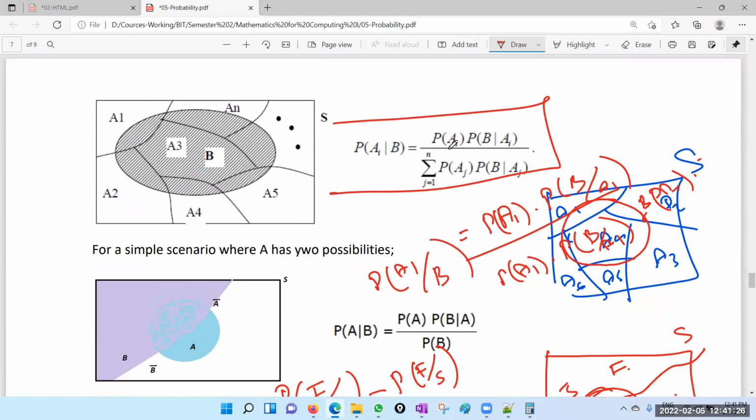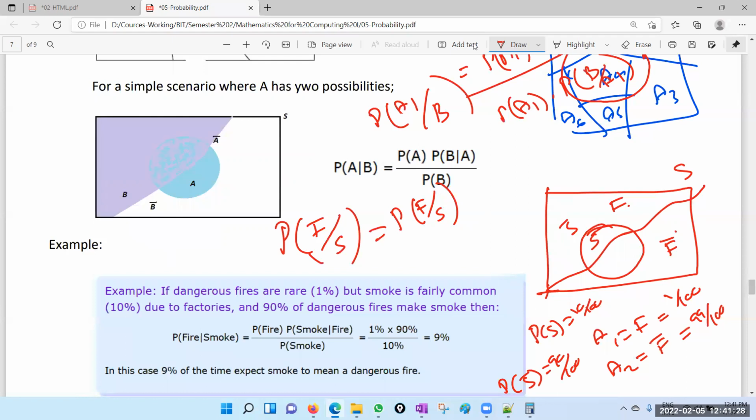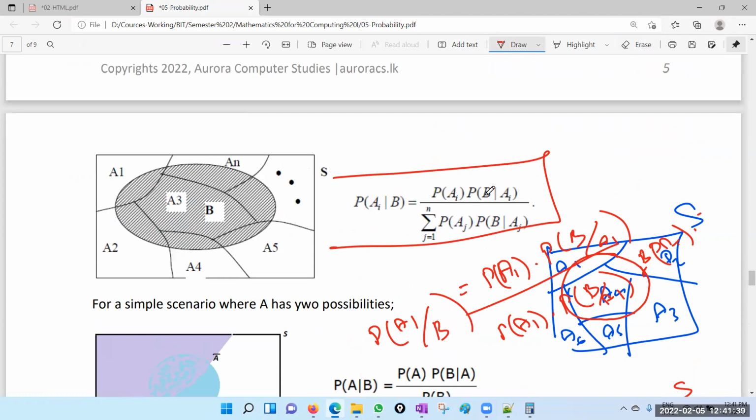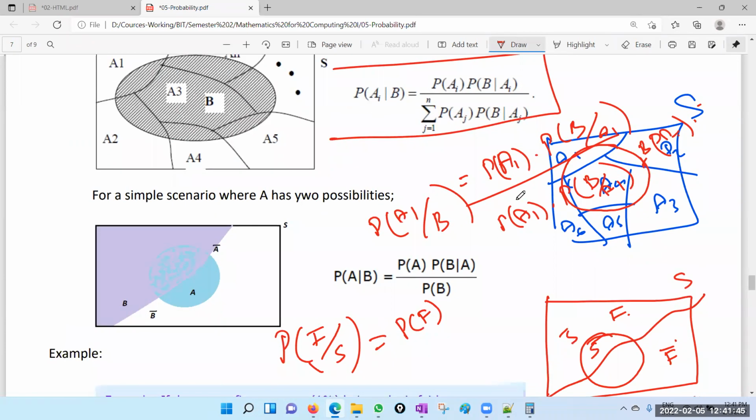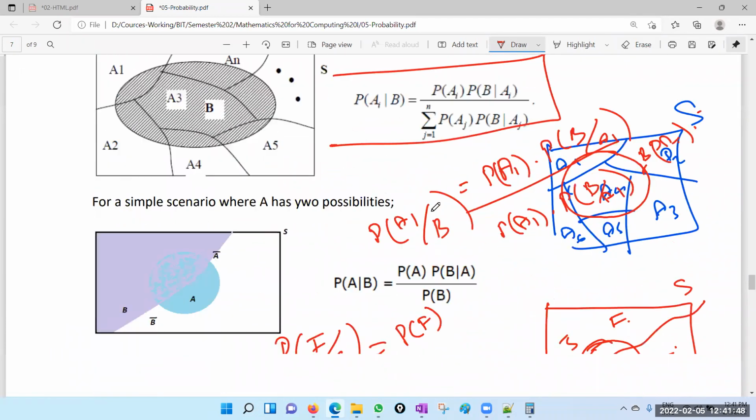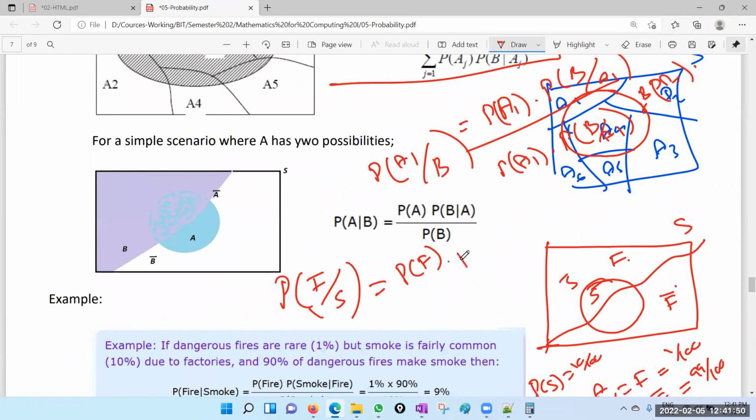Sorry, the probability of fire into the probability of smoke given fire, B given A1, divided by the probability of fire.